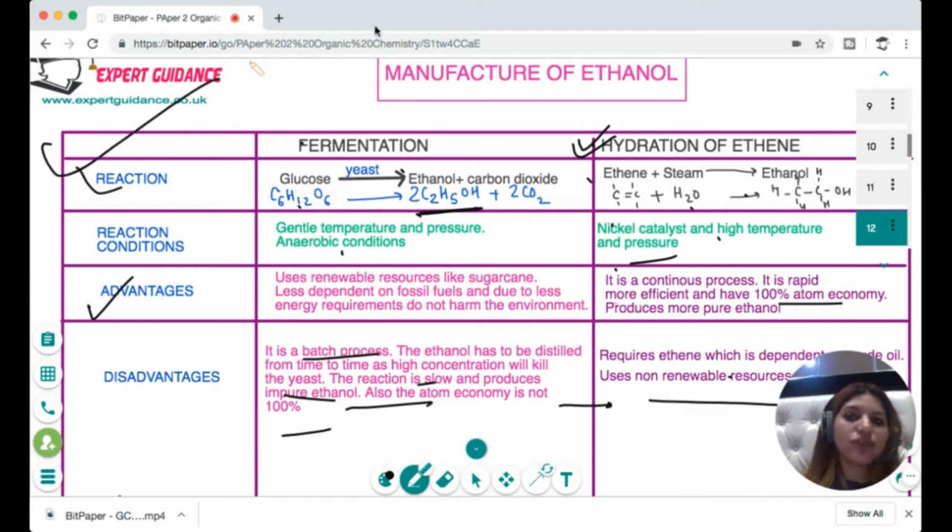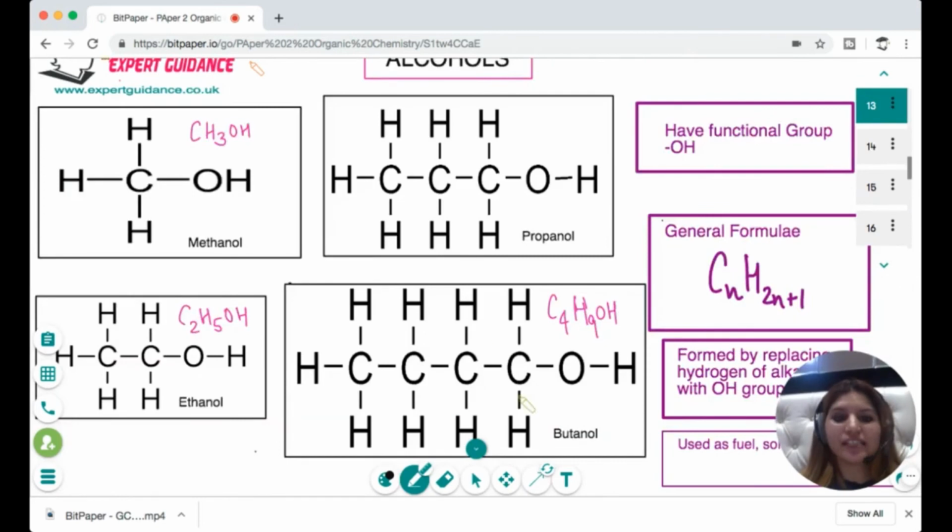So make sure you remember this table and contrast the benefits and disadvantages of each of the methods.